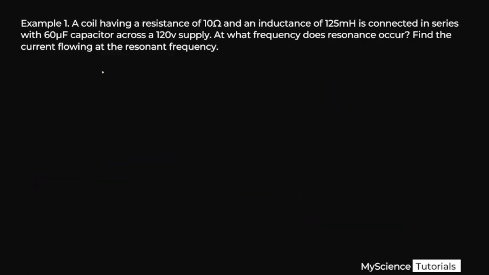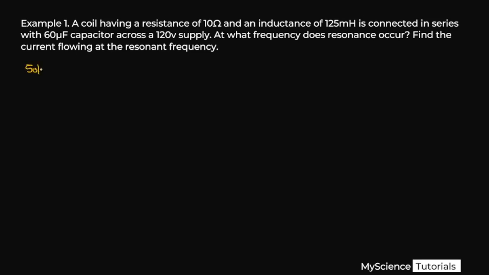Okay, so we have example number 1. A coil of resistance 10 ohms and an inductance of 125 millihenry is connected in series with a 60 microfarad capacitor across a 120 volt supply. At what frequency does the resonance occur? Find the current flowing at that resonant frequency. Very good. So this is very easy for us to do, straightforward and pretty easy.